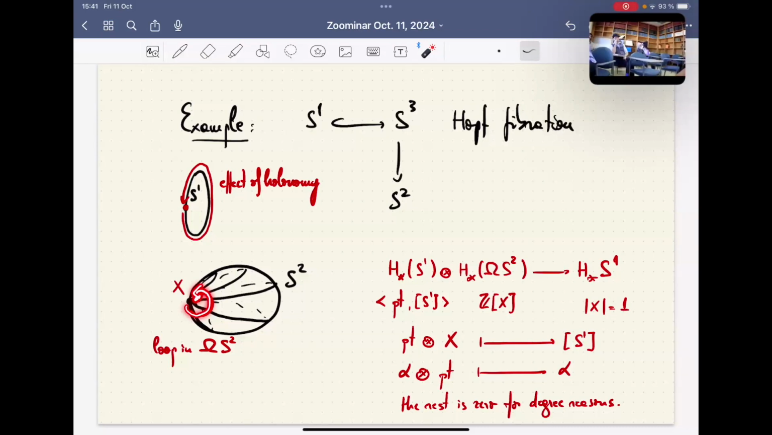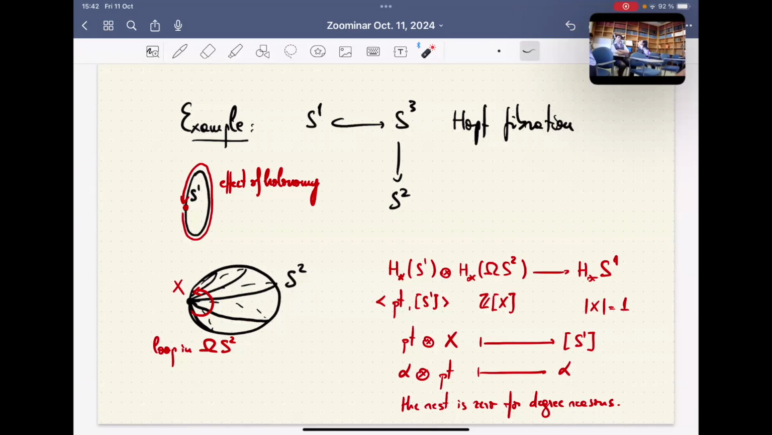If I want to express it at the level of homology, the homology of S1 is generated by a point and then S1. This is the computation that I marked in red here. And if I call X, capital X, this one chain on the base loop space of S2, it will act on the point by sending it to the fundamental class of the fiber. Which expresses exactly the fact that as I traverse this chain, I go once around the fiber. And this going once around the fiber exactly expresses the fact that the Euler class of the Hopf fibration is 1.